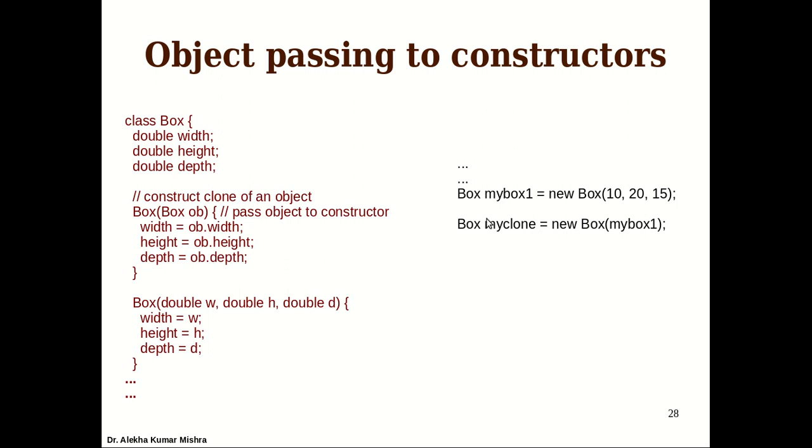You can see the second object, my clone, is new Box, and instead of any other primitive type argument, it is taking an argument of Box type. So it indicates that we can also pass an object to the constructors. Here the objective is to create a clone. So we are copying all the fields from ob.width, ob.height, ob.depth to the width, height and depth of the object which is getting created, so to my clone. So my clone and my box one will have the same values.